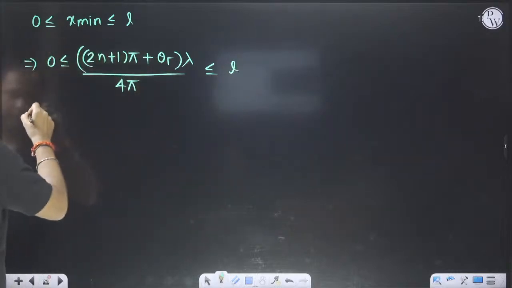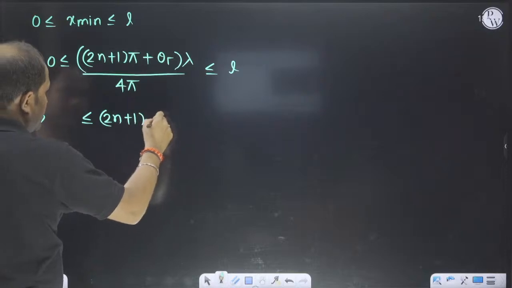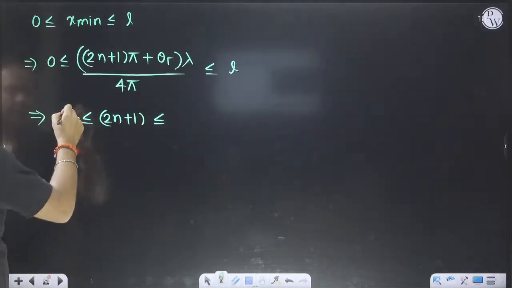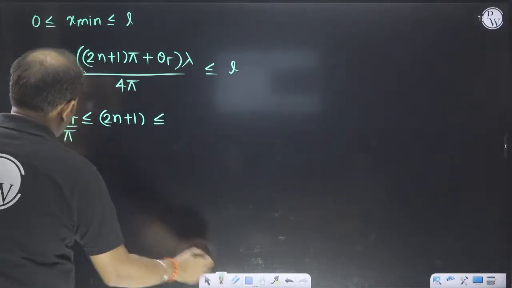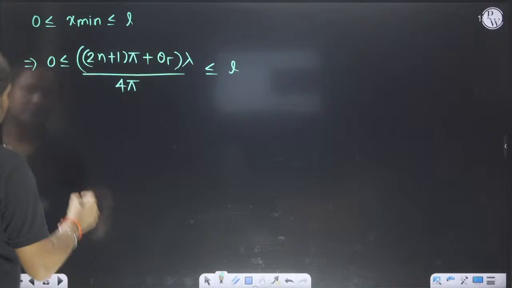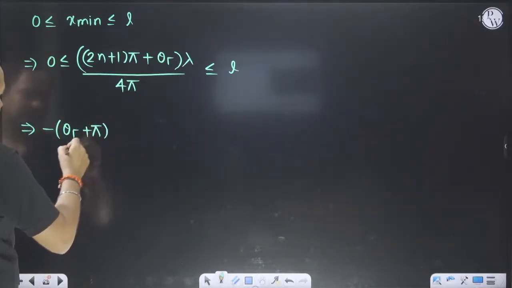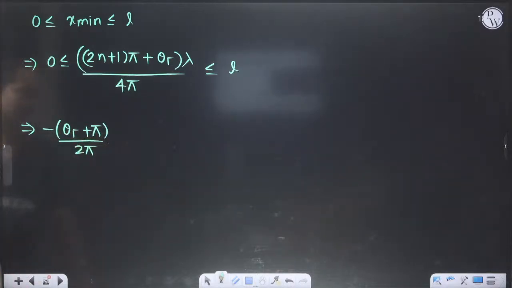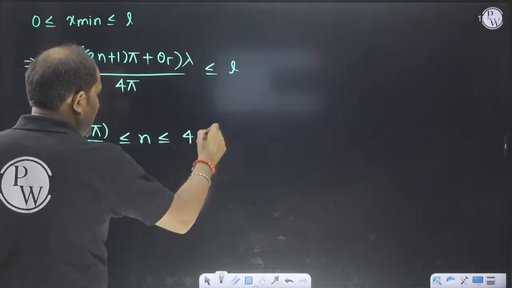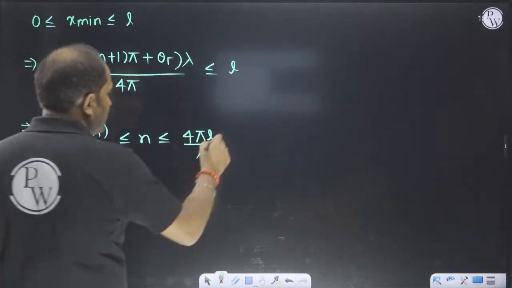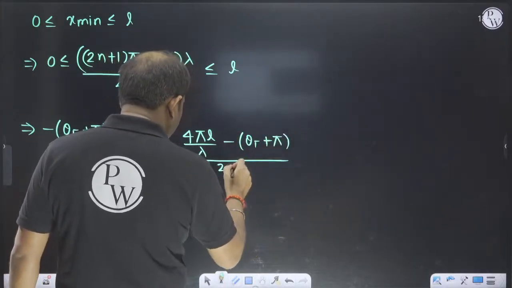And then after that you will calculate 2n plus 1 π. So 2n plus 1 π, how much will it be? It will be something like this: minus θγ plus π, divided by 2π, and n. This one is 4πL divided by λ minus θγ plus π, and divided by 2π.